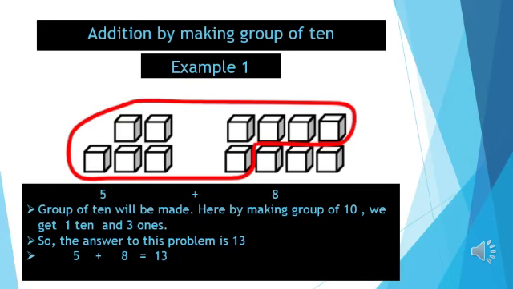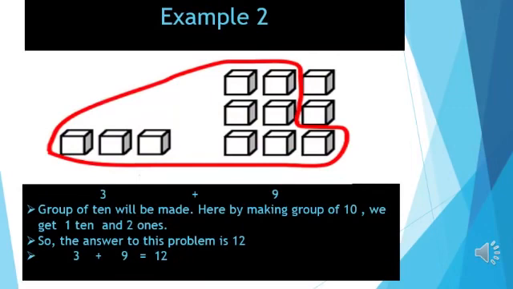So you have 5 plus 8, a group of 10 will be made. First of all, by making group of 10 we get 1 ten and 3 ones. So the answer to this problem is 13. 5 plus 8 is equal to 13 is the answer of this addition. Okay.